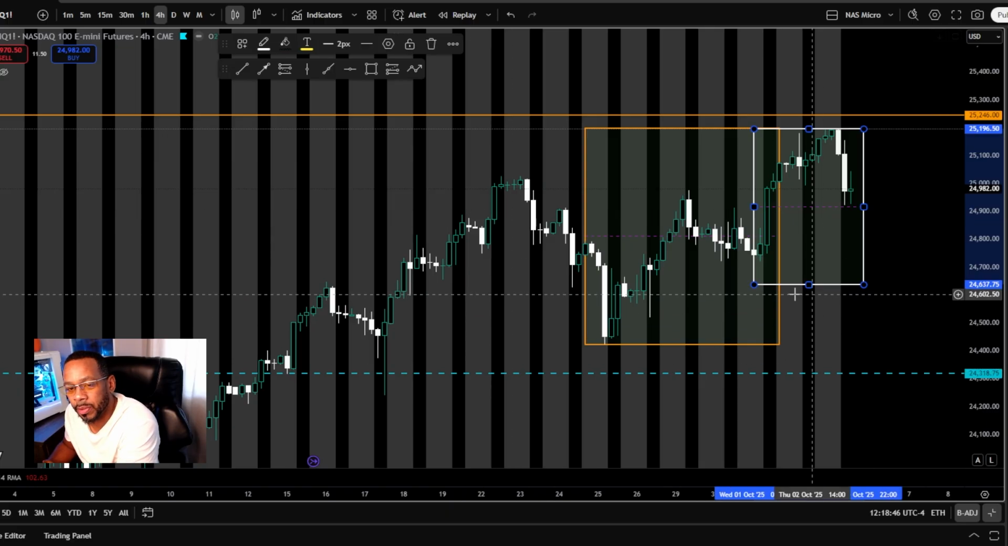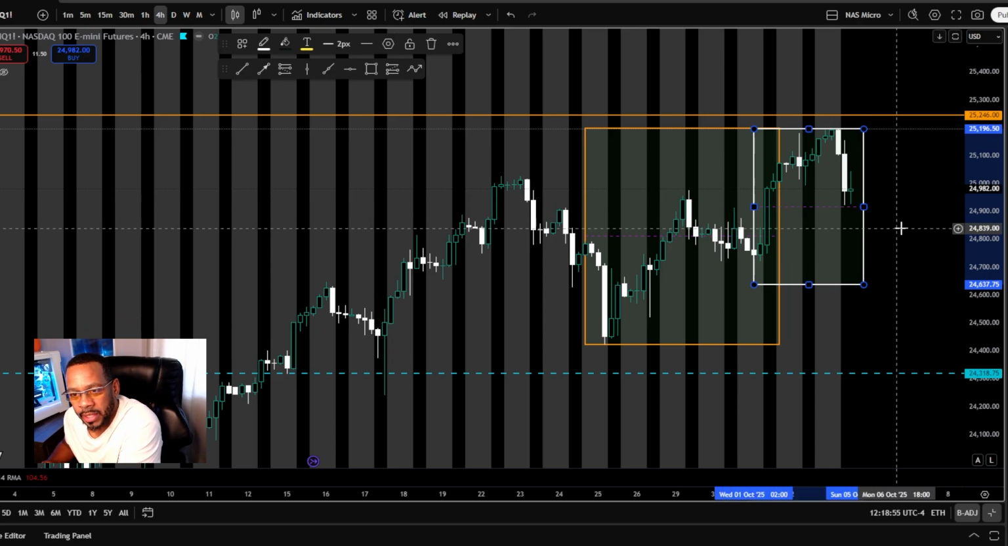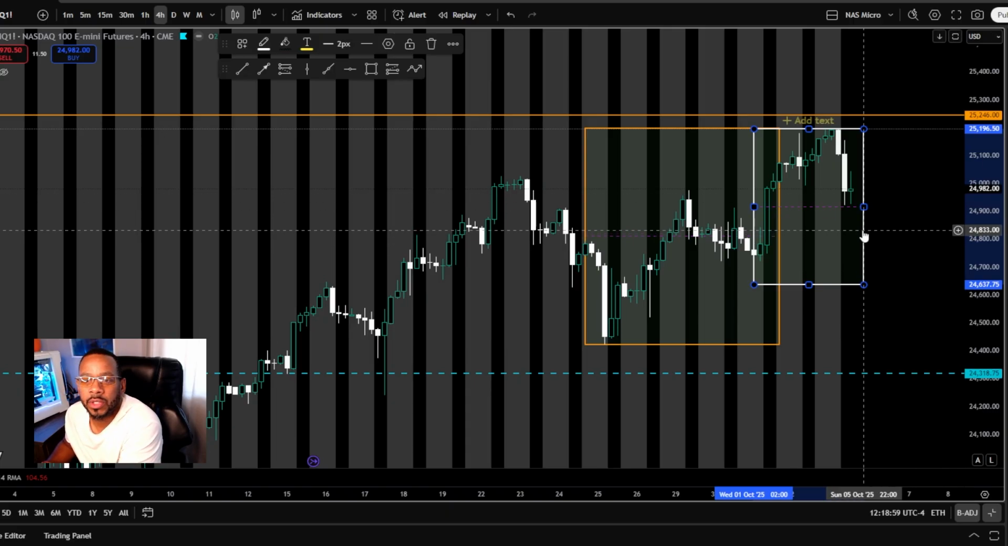Would it be really super nice to get a buy back down here? Absolutely. But it looks like right here, looking at price action, we may only come right into this area, then turn back around. So, all right, let's go over to ES, S&P 500.